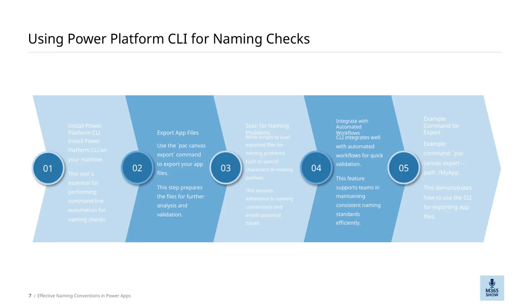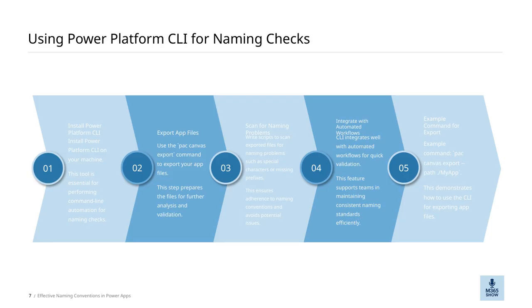Once installed, you can use commands like pac canvas export to export your app files. This step prepares the files for further analysis and validation. After exporting, the next step is to write scripts that scan these exported files for any naming issues, such as special characters or missing prefixes. This helps ensure that your naming conventions are consistently followed, which can prevent potential issues down the line. The CLI also integrates smoothly with automated workflows, allowing for quick and efficient validation. This integration supports teams in maintaining a uniform naming standard without much manual effort.